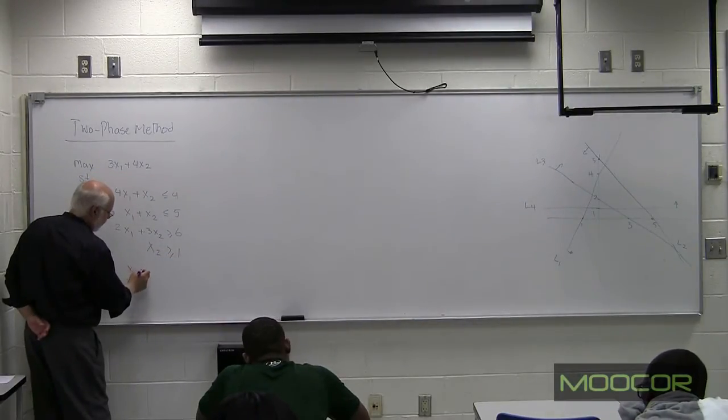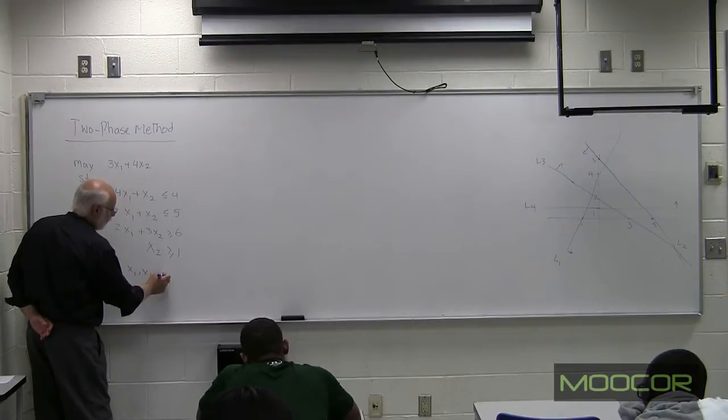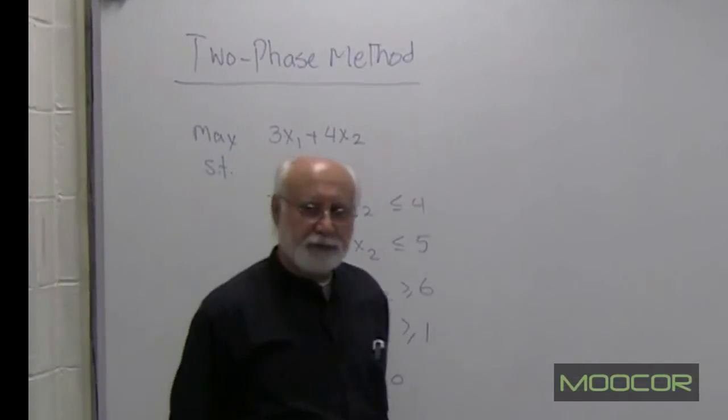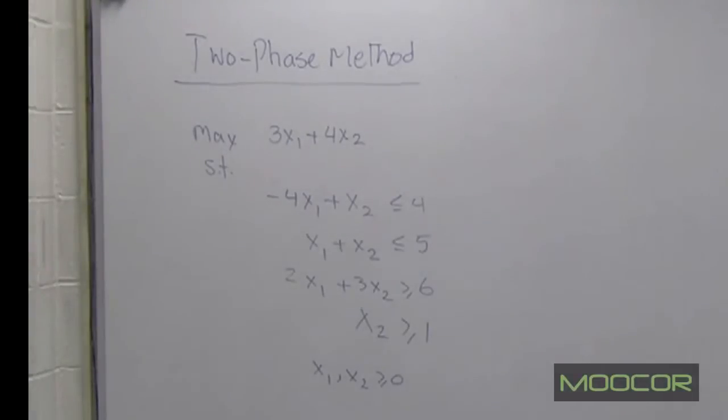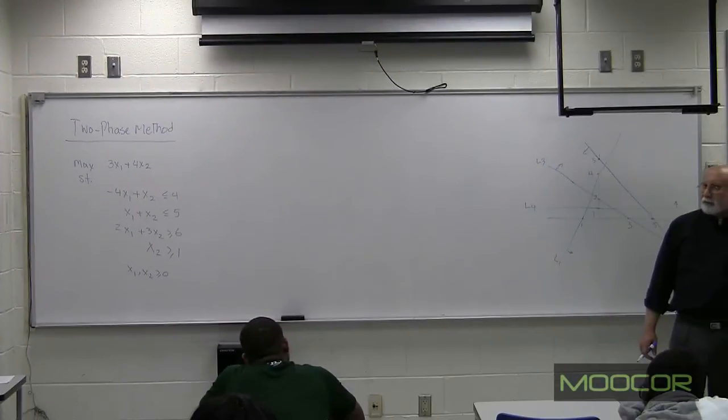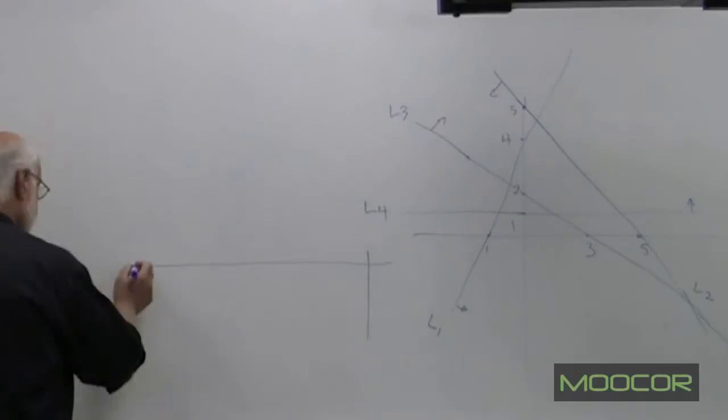With x1 and x2 greater than or equal to 0. Let's give you 3 minutes such that you can write the big M setup for this.